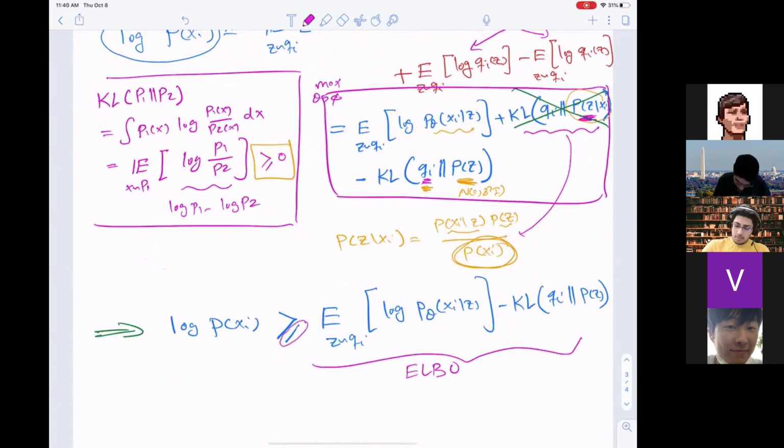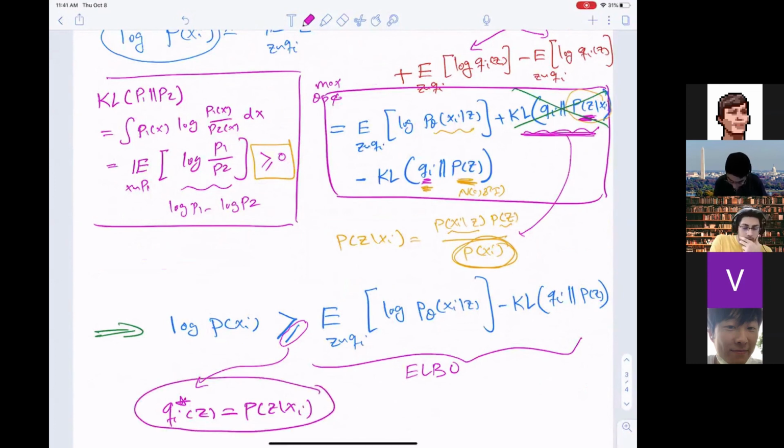Now you can immediately see when we'll have equality. We'll have equality when the term that we ignored is zero, which means if I find the qi star, a distribution on z, that is equal to P of z given xi, then I'm going to have equality. But I don't know it, because probability of z given xi, as I mentioned, is very difficult to compute. So instead, I'm going to maximize my ELBO, or variational bound, instead of directly maximizing my log likelihood function. That's basically the idea of variational autoencoders, or VAEs.